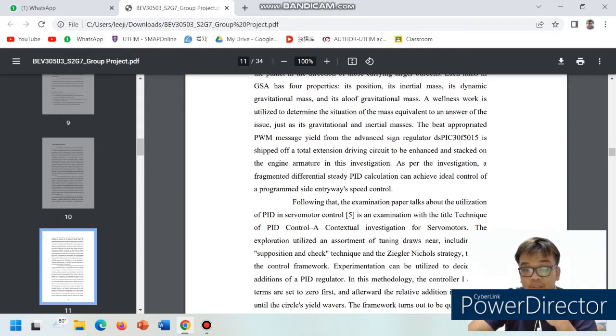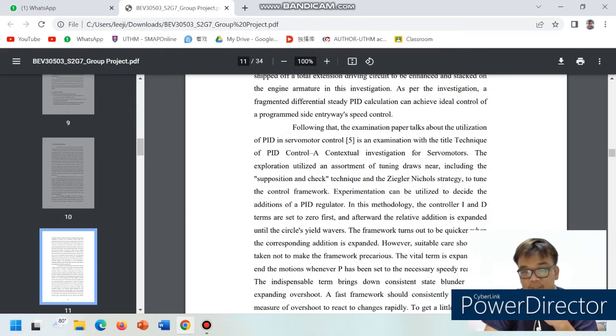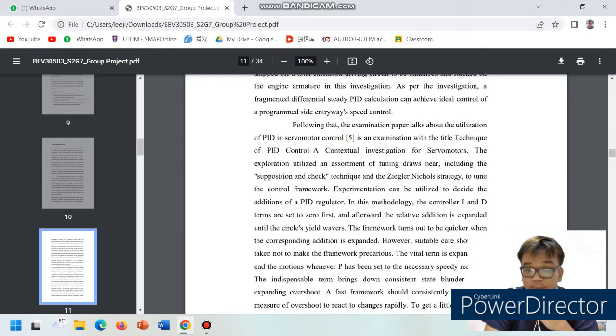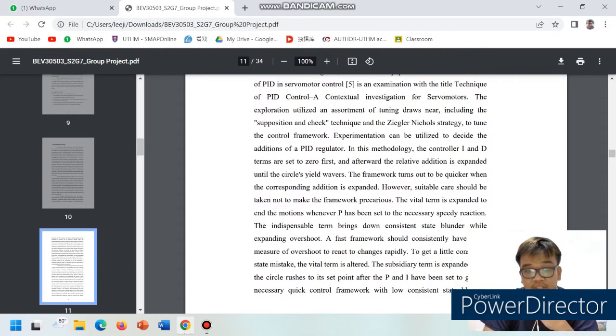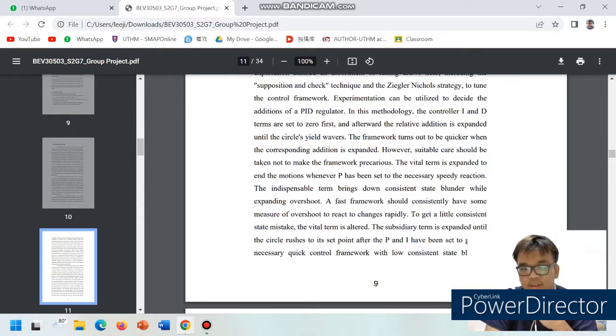In the methodology, the controller's I and D terms are set to 0 first, and afterwards the proportional gain is expanded until the loop oscillates. The framework turns out to be quicker when the proportional gain is expanded. To get a small steady state error, the integral term is iterated. The derivative term is expanded until the loop reaches its set point, after the P and I have been set, to get the necessary control framework with low steady state error.